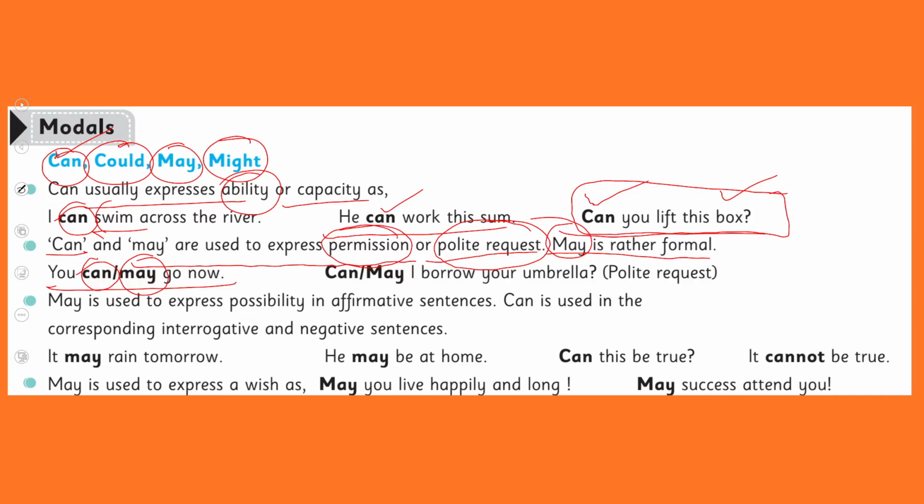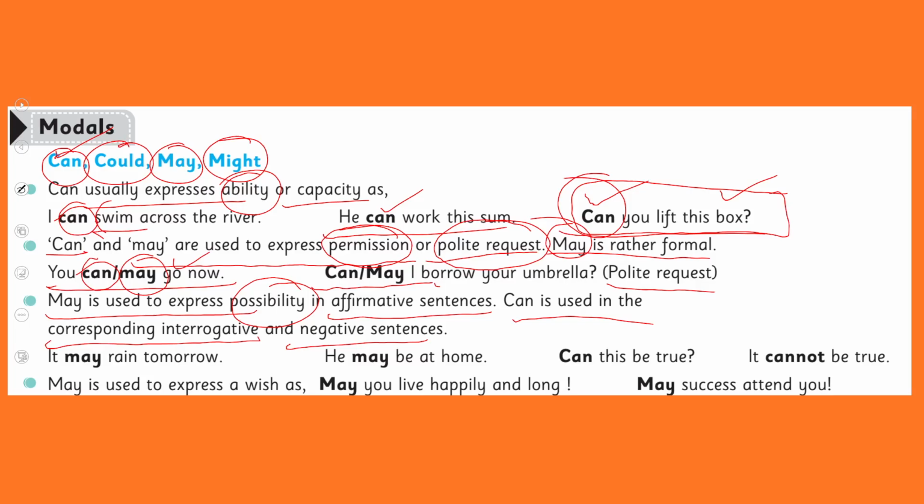Now, can or may I borrow your umbrella? This is just a polite request. This is, you can say, capacity of expression. Now, may is used to express possibility in positive sentences or affirmative sentences. Can is used in the corresponding interrogative and negative sentences, just like we used over here for the purpose of showing an interrogative sentence.